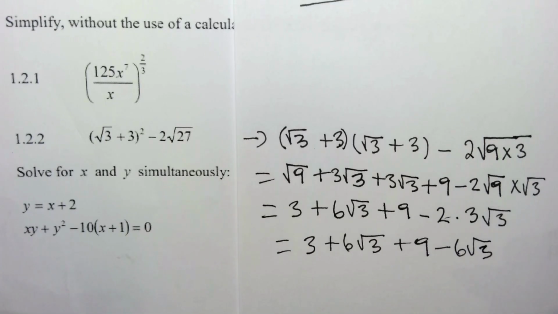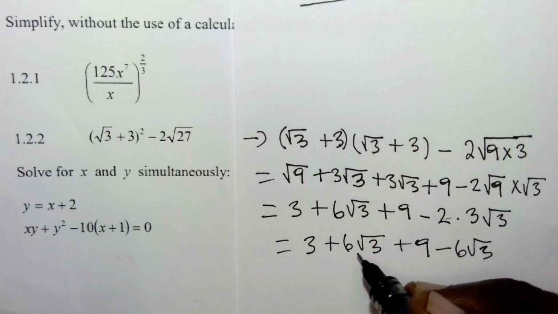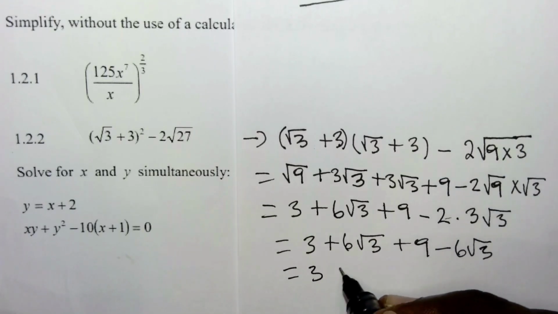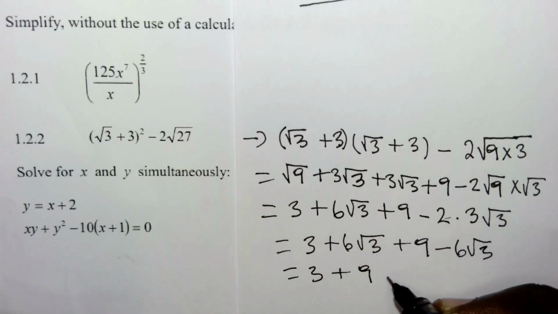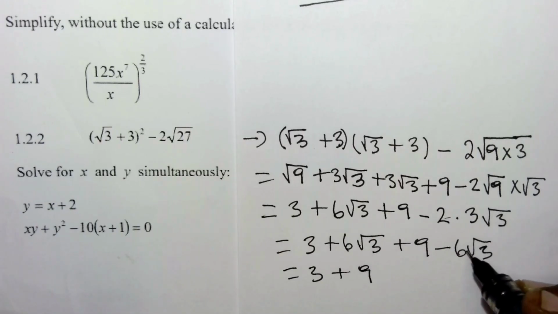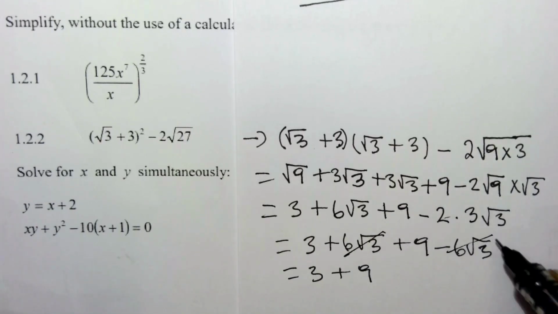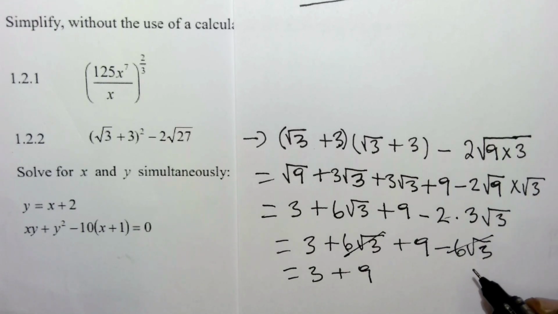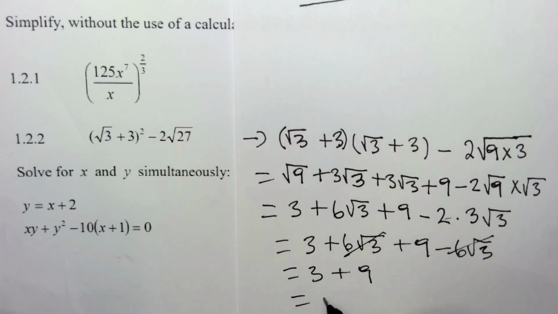So add numbers and simplify the roots. So we have 3 plus 9, and then we have 6 minus 6. As you can see, these ones are subtracting each other. So what is left is going to be 12.